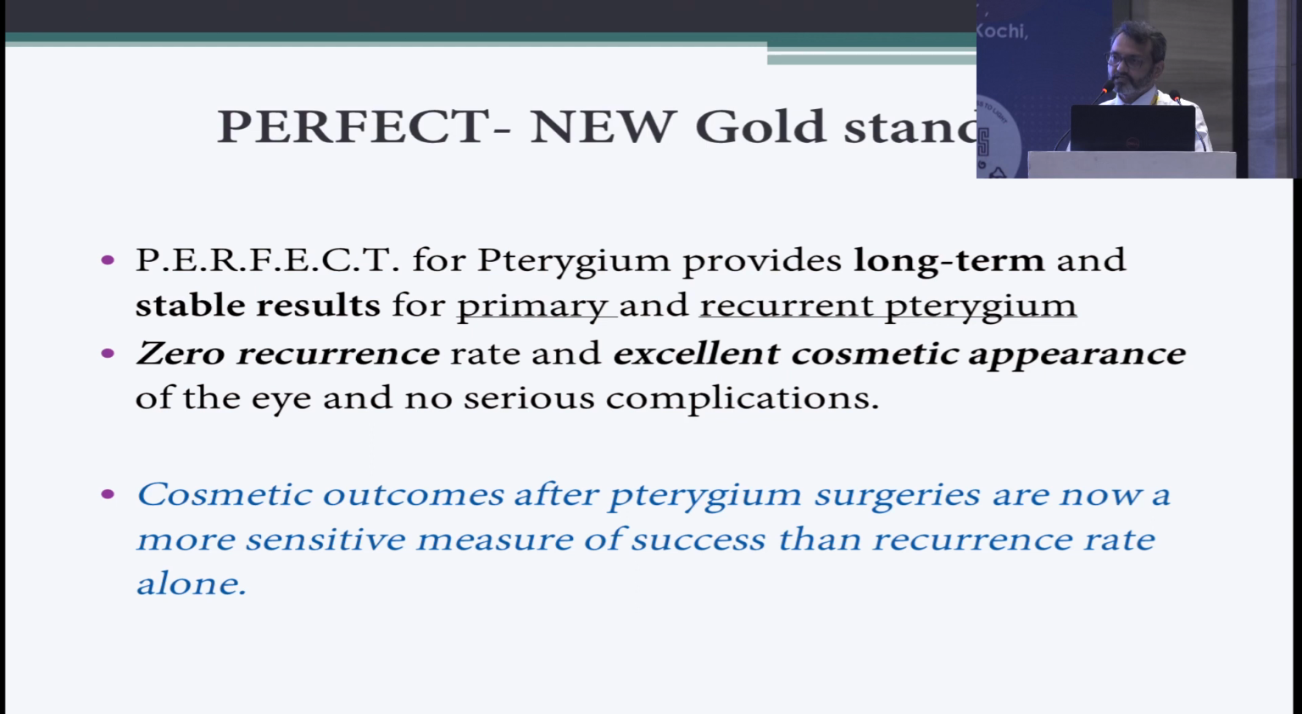So can we consider the perfect technique as the new gold standard, which was previously the normal conjunctival autograft? CAG is still considered to be the gold standard, but considering the lower recurrence rates, virtually nil, can we consider perfect the gold standard? Because it provides long term and stable results for primary as well as recurrent pterygium. There is zero recurrence rate and excellent cosmetic appearance of the eye and no serious complications.